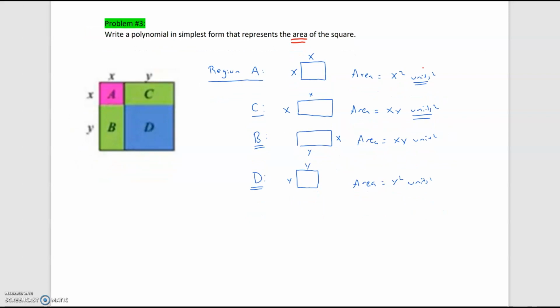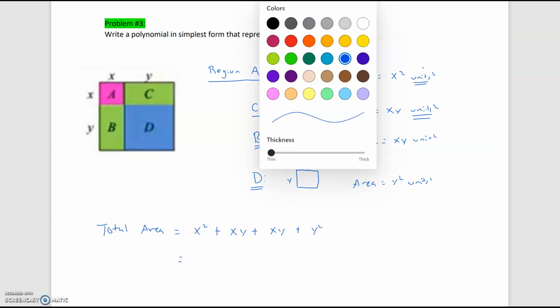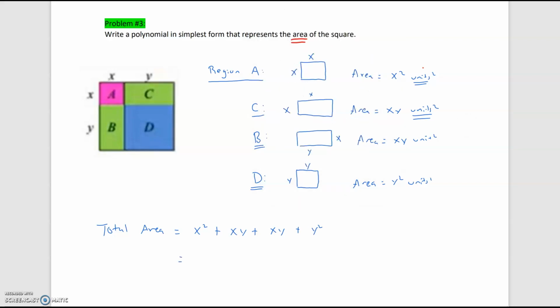Okay, so let me just express the total area. So total area is going to be equal to, well, technically x squared plus xy plus another xy plus y to the second. And we can simplify this one since we technically have like terms. So we're looking at x squared plus 2xy plus y to the second.